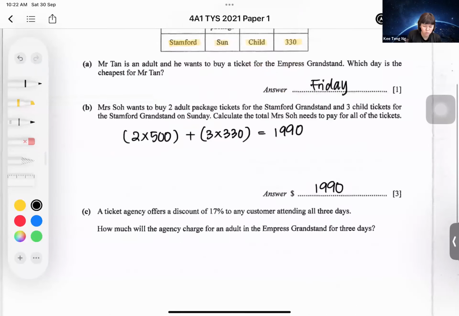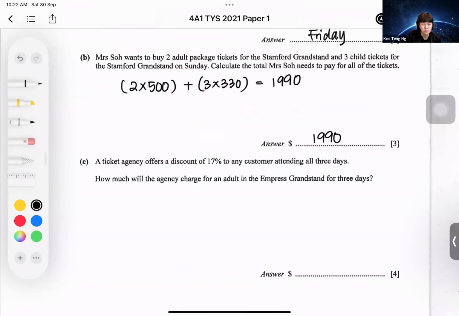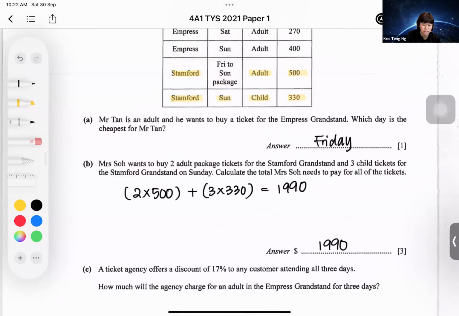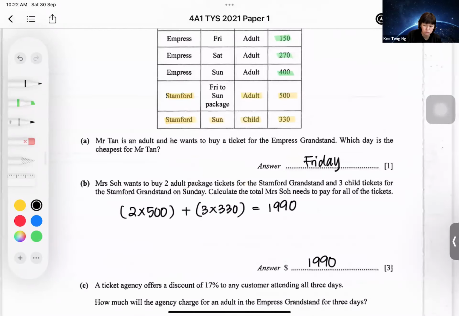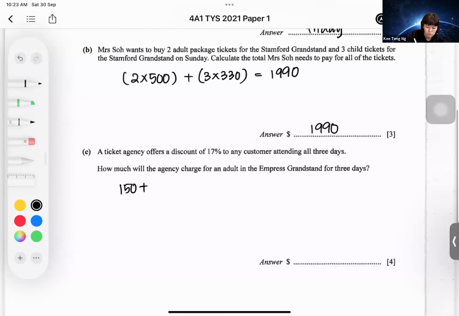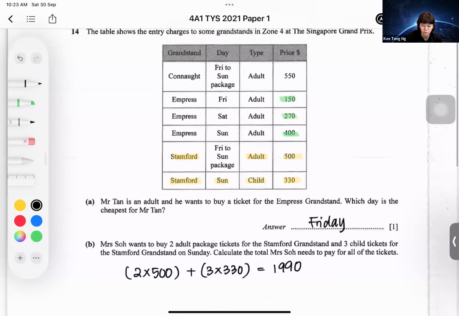Okay. Next question. A ticket agency offers a discount of 17% to any customer attending all the 3 days. How much will the agency charge for an adult in Empress Grandstand for 3 days? For all 3 days, right? Adult, 1, 2, 3. These are 3 different prices. So let's find the original price first. $150, $270, and $400. The original price for all these, right?